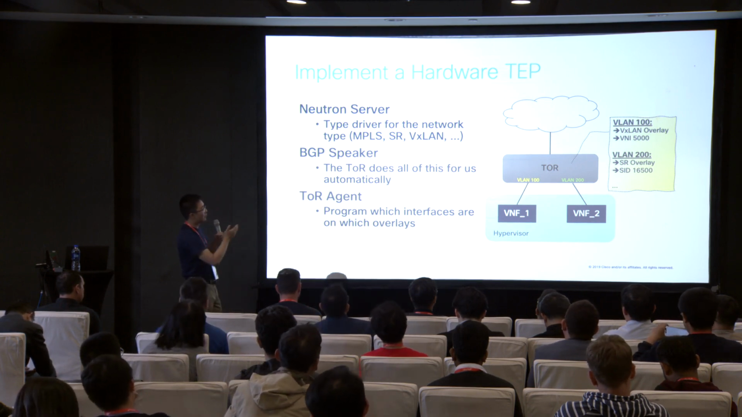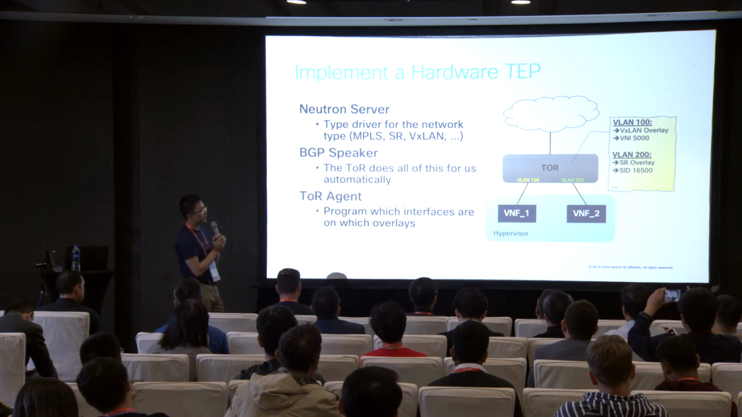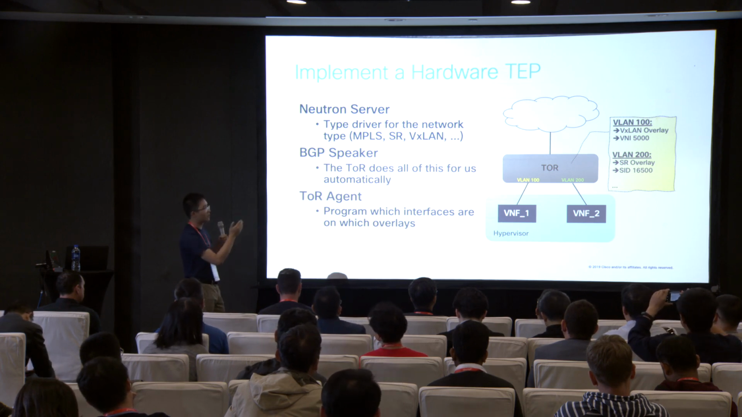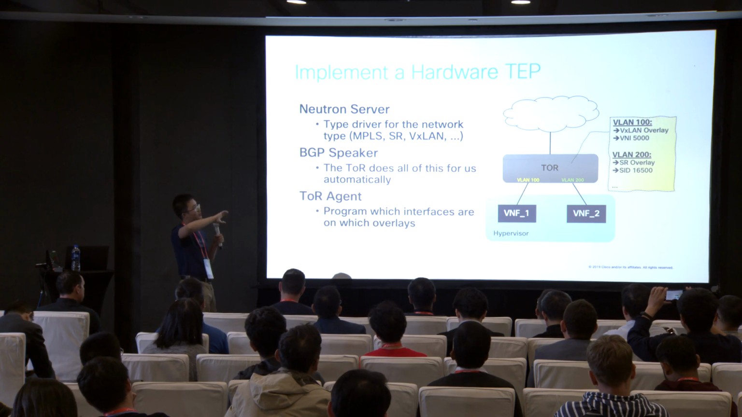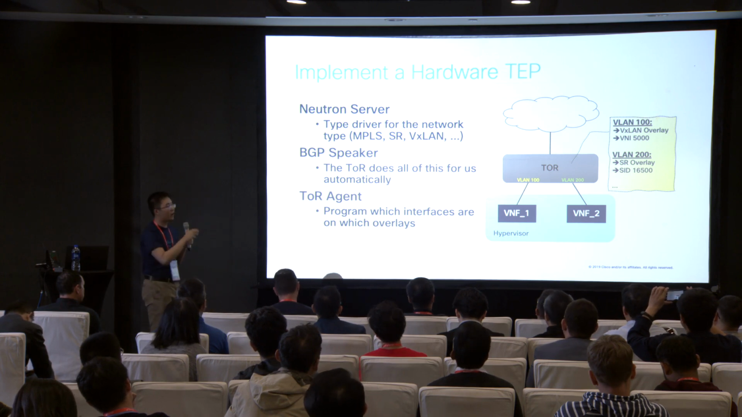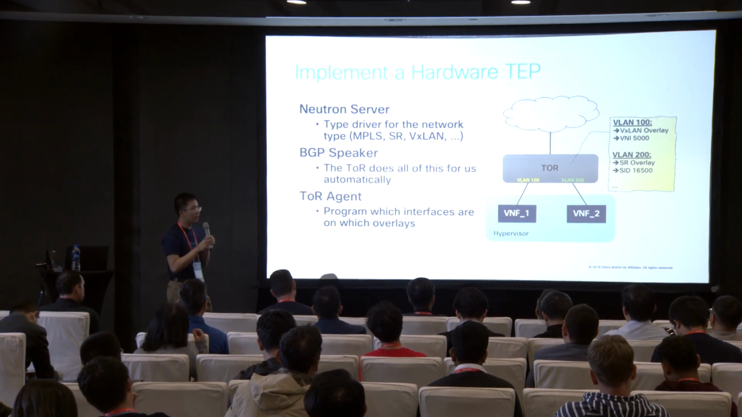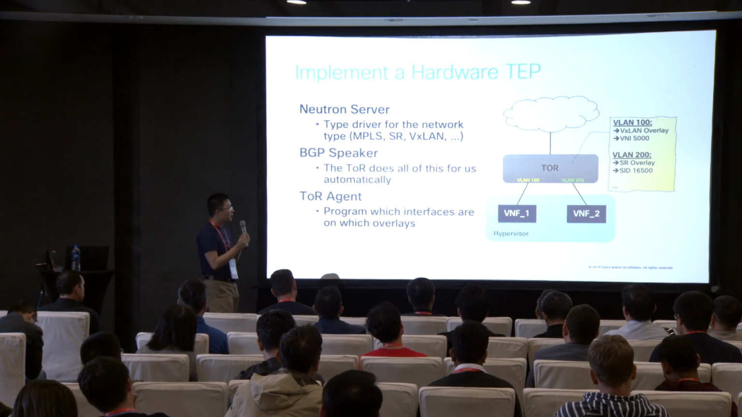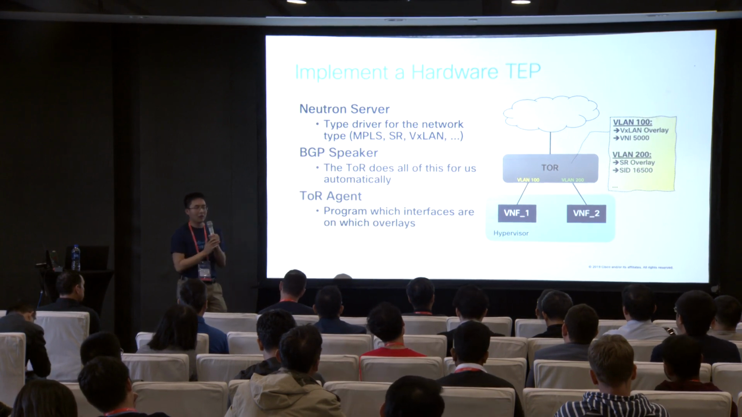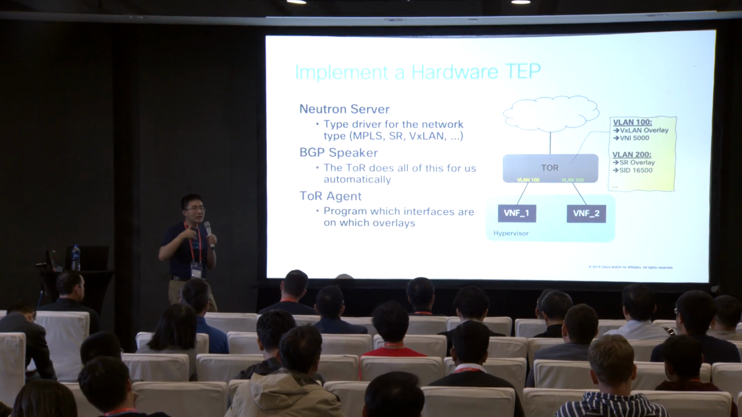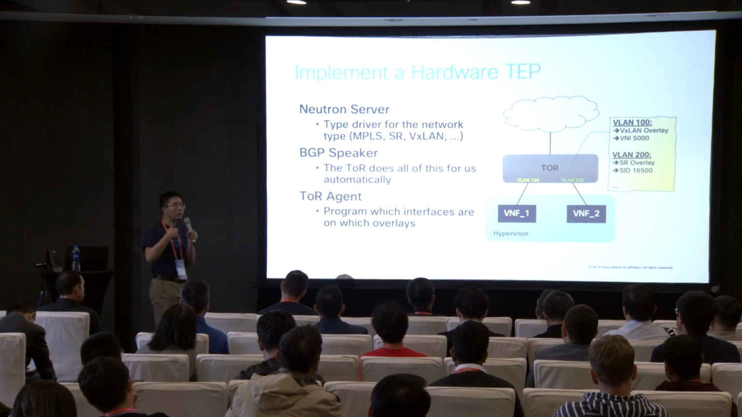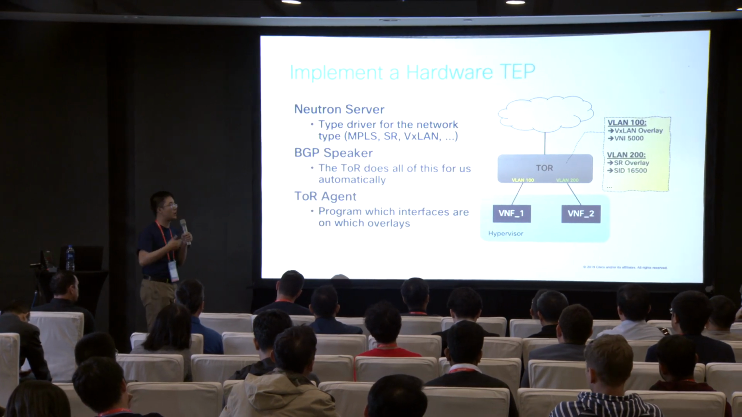So for example, we have two VNFs connecting to your ToR. They are on VLAN 100 and VLAN 200. Remember the picture we're showing in the back. In the case of a hardware TAP, the connection between your hypervisor and your ToR is a layer 2 link. Layer 2 link means it's a VLAN. But the ToR speaks VxLAN or SR. So you need to translate from layer 2 into layer 3, so it does this kind of encapsulation for you.